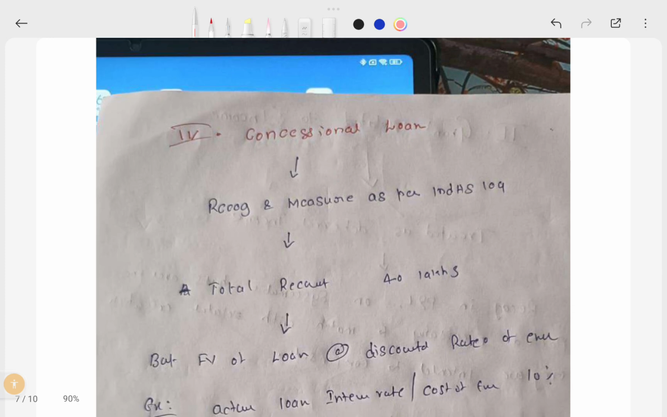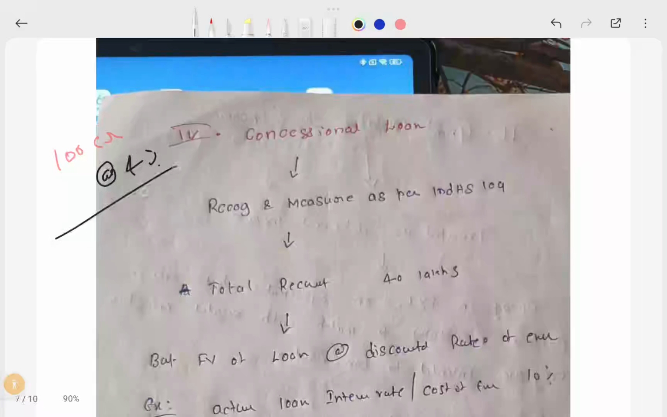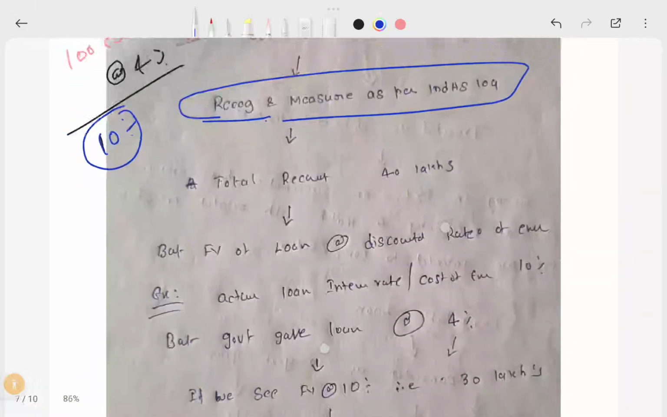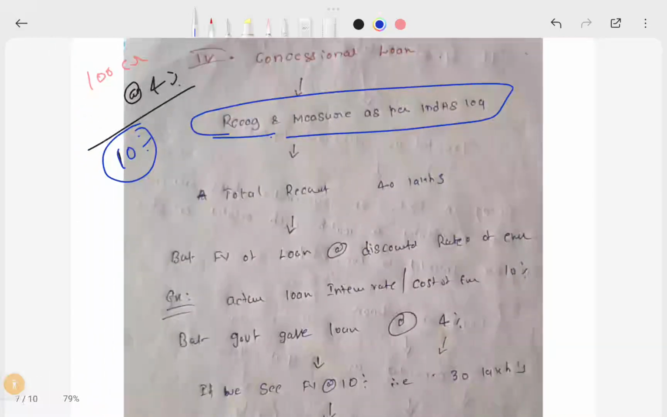And the fourth is concession loan. In the earlier case, they have completely forgiven the loan. I mean we don't need to pay. In this case, concession loan, say suppose government wants to provide 100 crores loan to you, but they will give interest rate at 4%. The market interest rate is 10%, but they are giving at 4%. This is also a government grant, but there should be some recognition and measurement as per IndAS 109, the fair value accounting and what we call cost margin method has to be followed here.